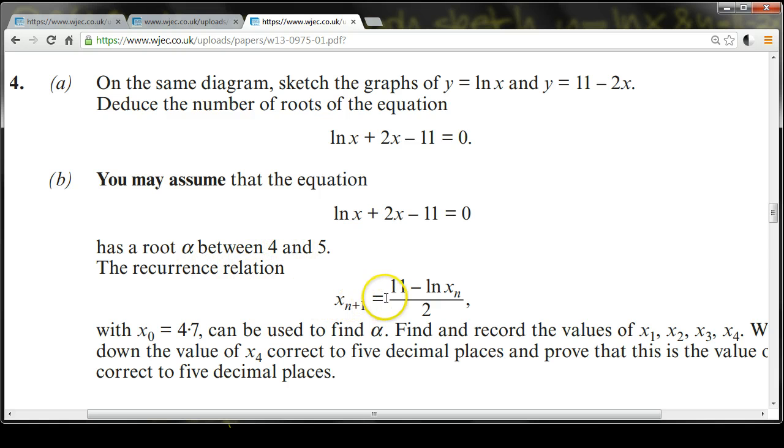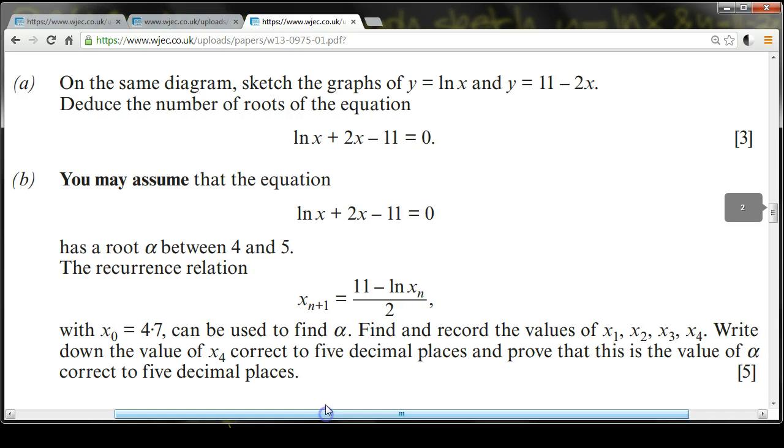The recurrence relation here with x0 as 4.7 can be used to find alpha. Find and record the values of x1, x2, x3, x4. Write down the value of x4, correct to 5 decimal places, and prove that this is the value of alpha, correct to 5 decimal places.